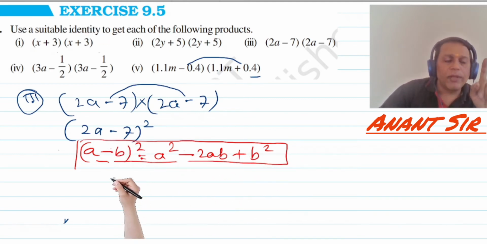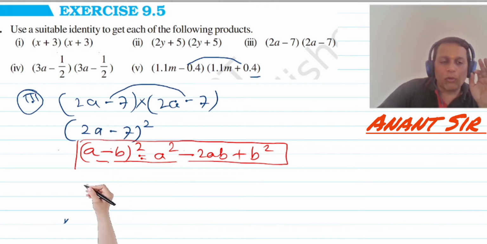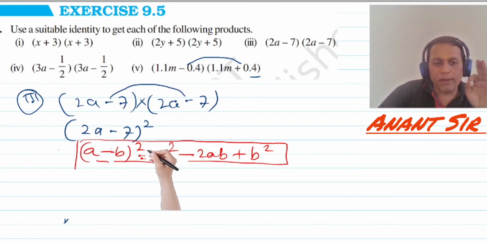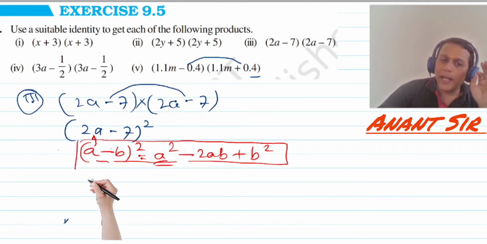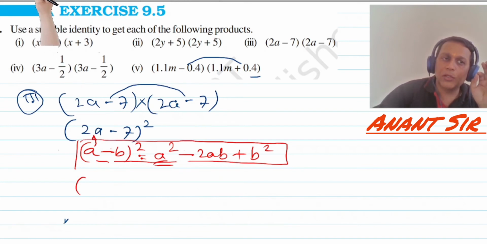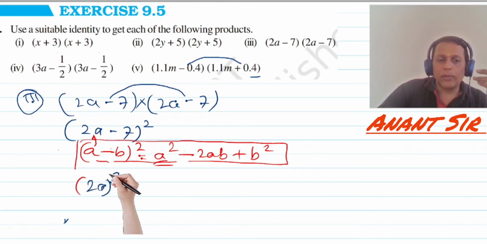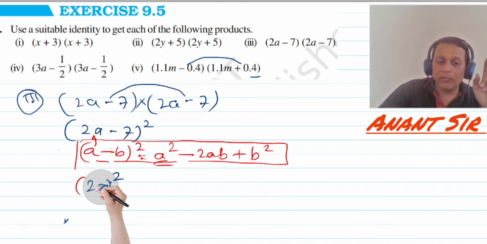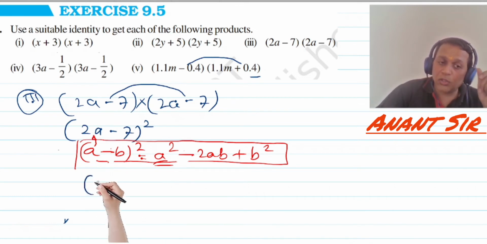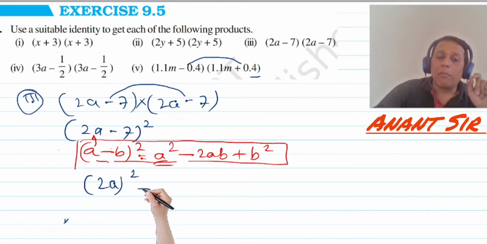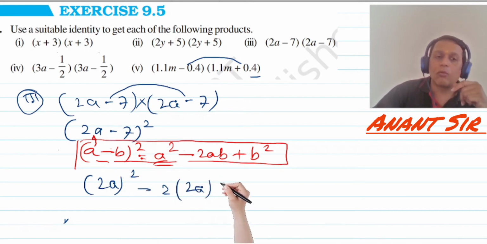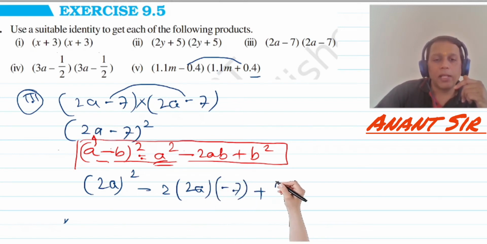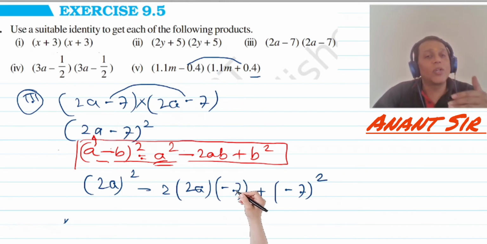Again, now a very common mistake. What do the students do? They are going to put the values here, right? a is replaced by 2a. So they write a square as 2a square. So first term 2a square. Now they have given the bracket this time. Now we know that we must give the bracket. Minus 2 into a, what is a? It is 2a. Into b, what is b? Minus 7. Plus b square, what is b? Minus 7 square. This is where we are making a mistake.